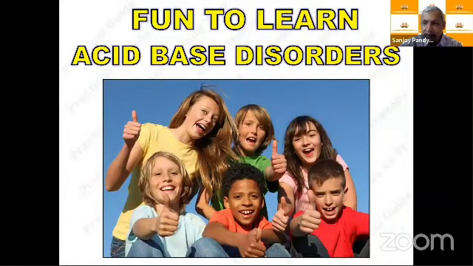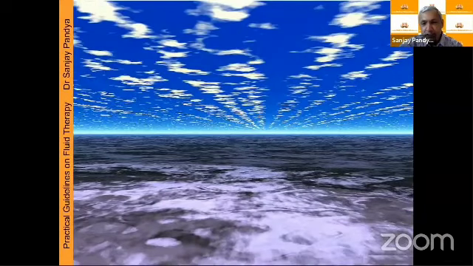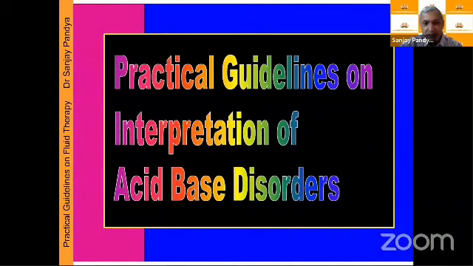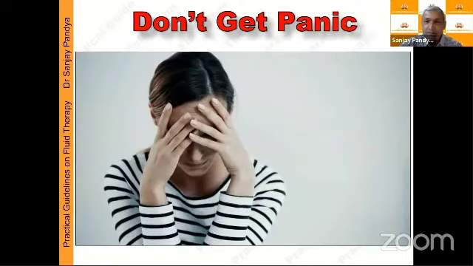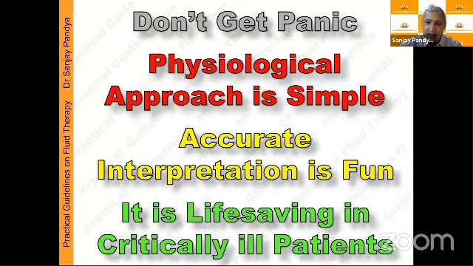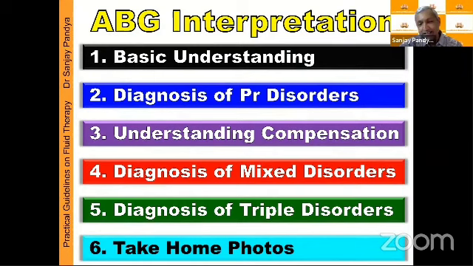Now, the subject is very wide, and today what I'm going to discuss is how we interpret an ABG value report in day-to-day practice. Why do we need to know interpretation of ABG? Because it helps us arrive at the right diagnosis, which helps us plan the therapy in the proper way. And if the patient is on a ventilator, we need to make necessary changes on the basis of the ABG report. So don't panic. The physiological approach is simple, accurate interpretation is fun, and it's going to be life-saving in critically ill patients. These are the various headings under which I am going to discuss today's fun to learn interpretation.